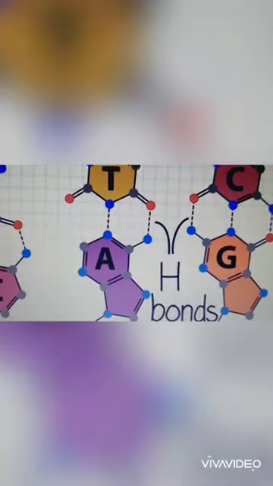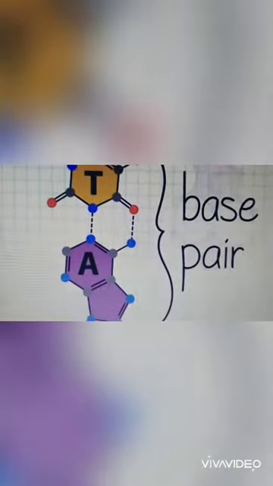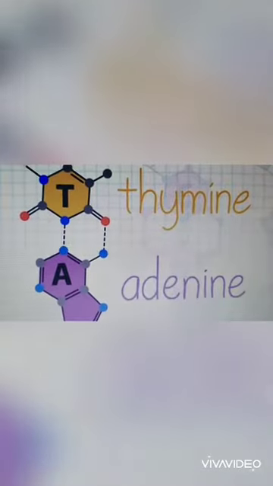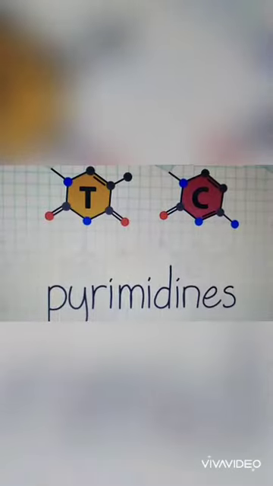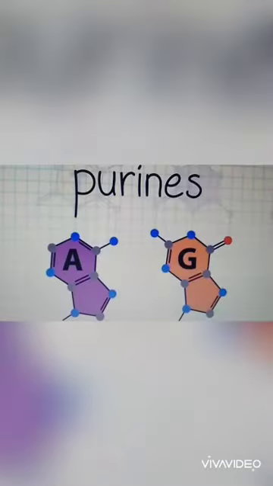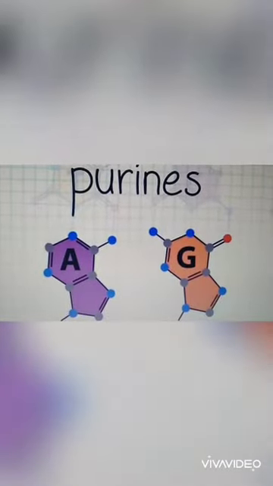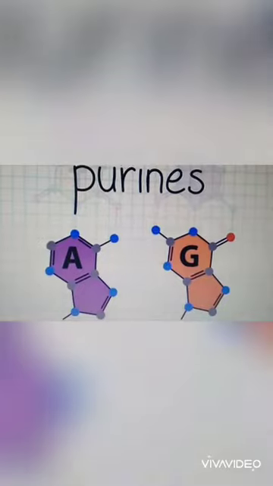Each base forms multiple hydrogen bonds with the complementary bases which are present on the opposite side. Thus each unit is known as a base pair. Thymine pairs with adenine with 2 hydrogen bonds. Cytosine pairs with guanine with 3 hydrogen bonds. Thymine and cytosine are known as pyrimidines, which are characterized by their single ring structure.